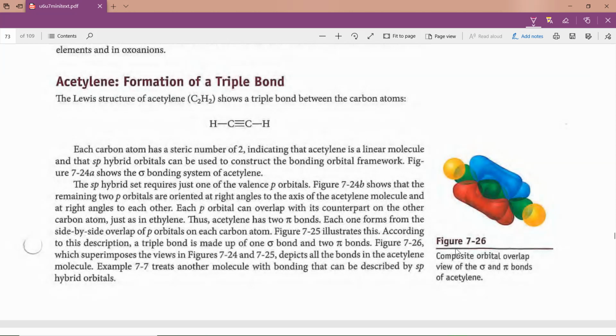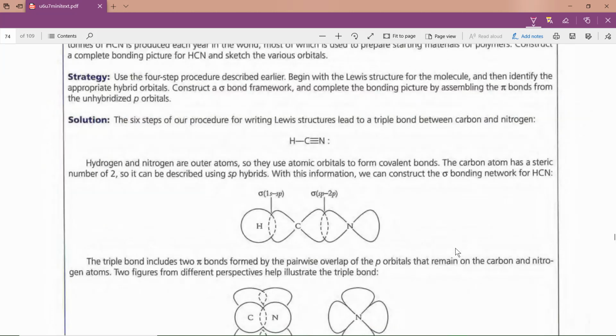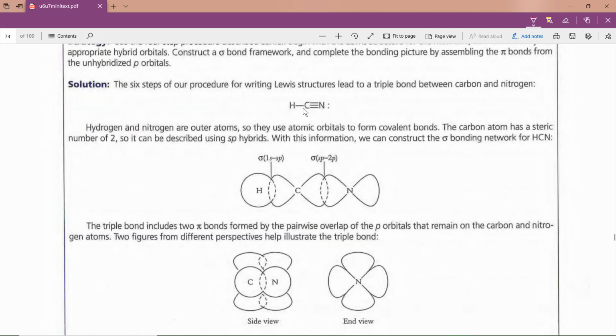Okay, so that looks good. And we can look at the same in a triple bond, hydrogen cyanide. Nasty chemical. Here's the Lewis diagram. We've looked at that before. So we are going to see that the carbon is sp hybridized. So in our framework, we have the sigma, the carbon sp with the nitrogen 2p.